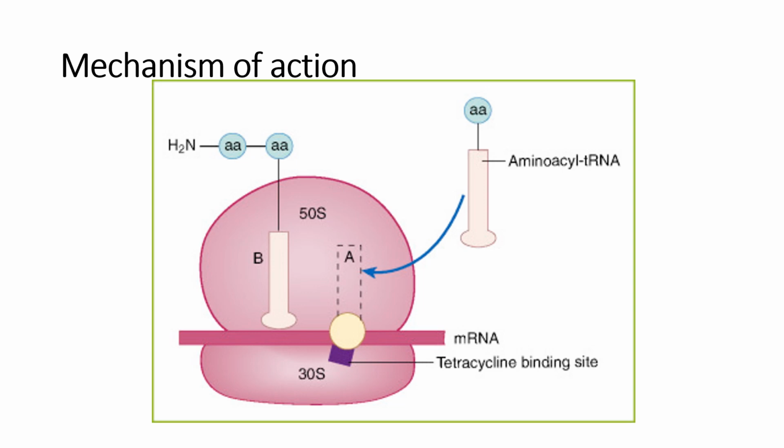As is shown on the slide, there is a tetracycline binding site. This inhibits the binding of the aminoacyl transfer RNA to the adjacent ribosomal acceptor site, which in turn prevents peptide chain elongation and inhibits protein synthesis. Since the binding with 30S is reversible, it is postulated that this is the explanation as to why they exhibit bacteriostatic properties.